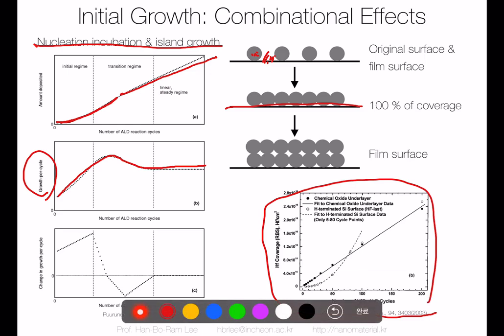There are two different surfaces: a chemical oxide layer, like a piranha-clean silicon oxide surface, and a hydrogen-terminated silicon surface, like an HF-clean silicon surface. On the piranha-clean surface, because the surface energy is very high, the surface is chemically very reactive, and the growth coverage increases linearly. But on the hydrogen-terminated surface, chemical reactivity is very small and the hydrophobicity is very high. So the initial growth looks like a parabola because the growth rate changes gradually.